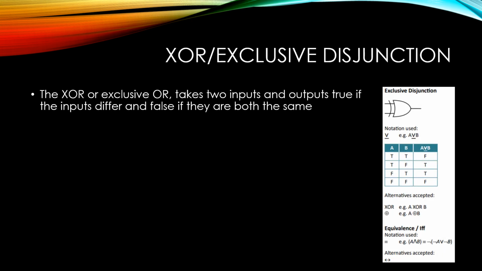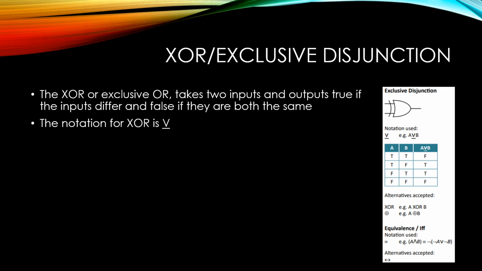The XOR, or exclusive OR, also known as exclusive disjunction, takes two inputs and outputs true if the inputs differ and false if they are both the same. The logic gate symbol for XOR looks like the OR gate, but with an additional line at the back side on the input side. The notation for XOR is a V with a line underneath it.